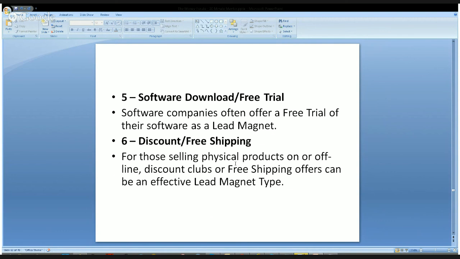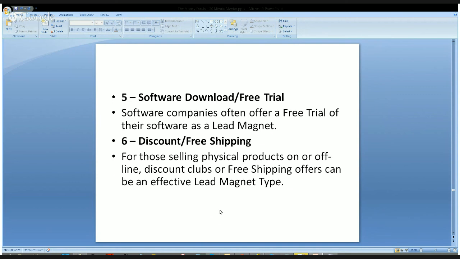If you're selling physical products, you can offer a discount or free shipping. One very effective campaign, it wasn't run by me, I can't think of the guy's name now, but he was selling folding aluminium ladders. And this is going back about 10 years, I would think now. And I know he sold literally thousands and thousands of these ladders. They weren't his product, it was an affiliate sale.